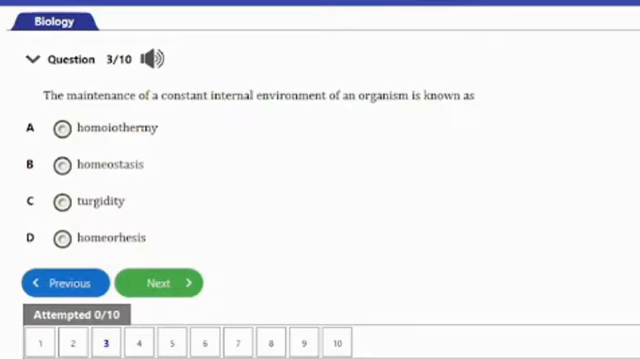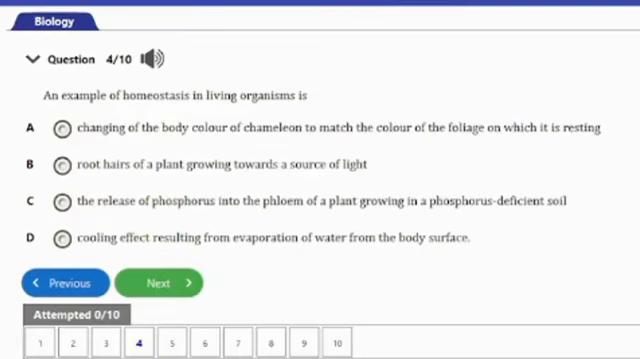So let's go ahead and consider the next question. That's question number 4. It says, an example of homeostasis in living organisms is A. Changing of the body color of chameleon to match the color of the foliage on which it is resting. B. Root hairs of plants growing towards a source of light. C. The release of phosphorus into the phloem of a plant growing in phosphorus deficient soil. D. Cooling effect resulting from evaporation of water from the body surface.